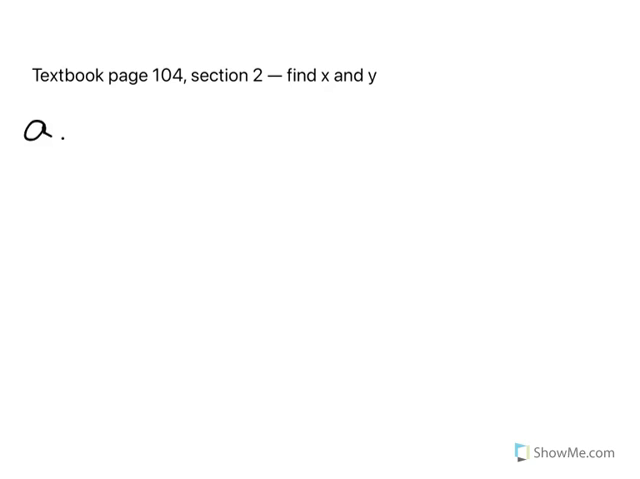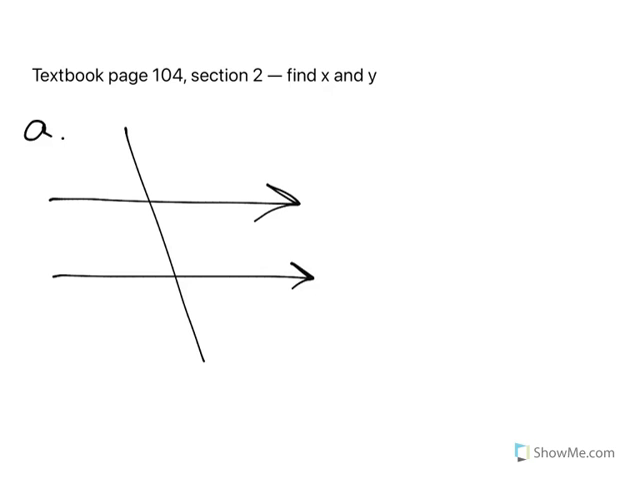Again, bear with me as I draw freehand here. Okay. So we're given our two parallel lines. How do we know they're parallel? Well, we got this. We're also given an angle here, 85 degrees. And then we're told to find x and y.